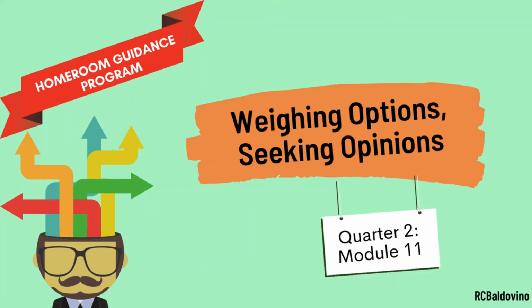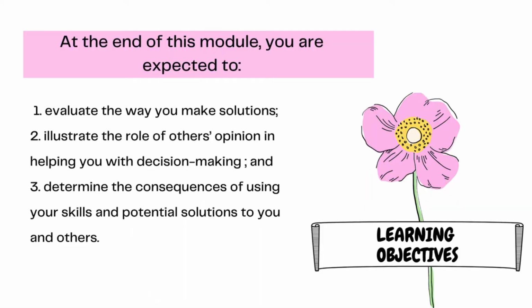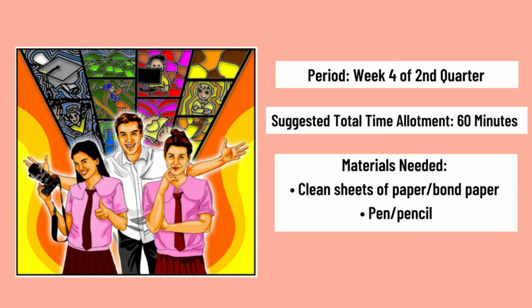Module 11. Weighing Options, Seeking Opinions. At the end of this module, you are expected to evaluate the way you make solutions, illustrate the role of others' opinion in helping you with decision making, and determine the consequences of using your skills and potential solutions to you and others. Here are the materials that you're going to need for this module.